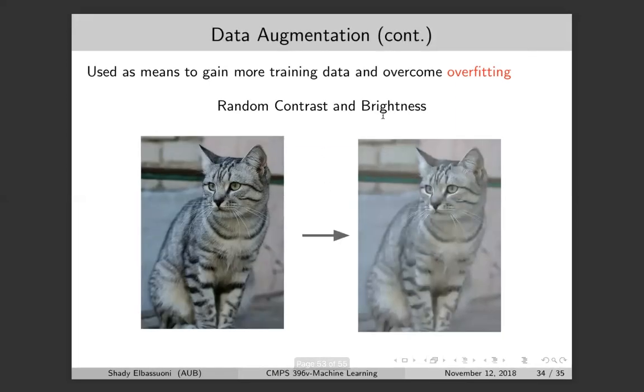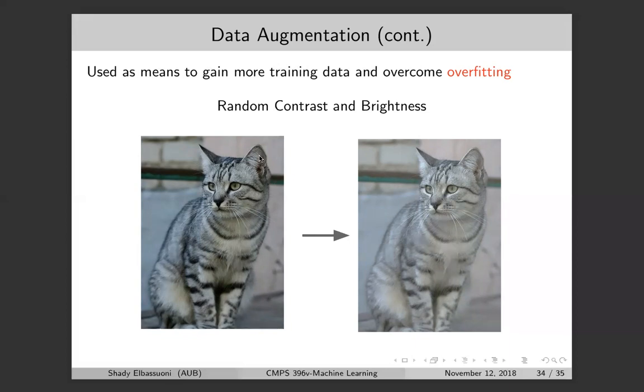And I keep doing this. So random contrast, brightness, I change the brightness, I change the coloring, do some filters on them, and I get more and more images of the same instance. So I take the same instance and transform it into, let's say, 5 or 6 or 10 different images, and use this as training. That's pretty much what data augmentation is. Any question about it?